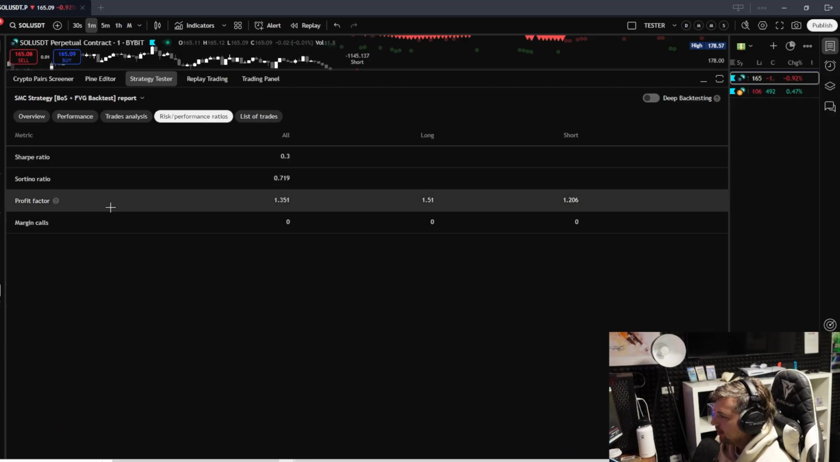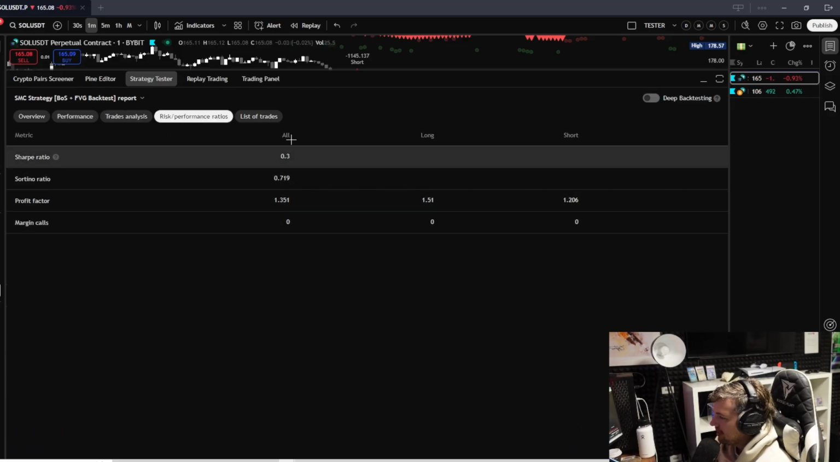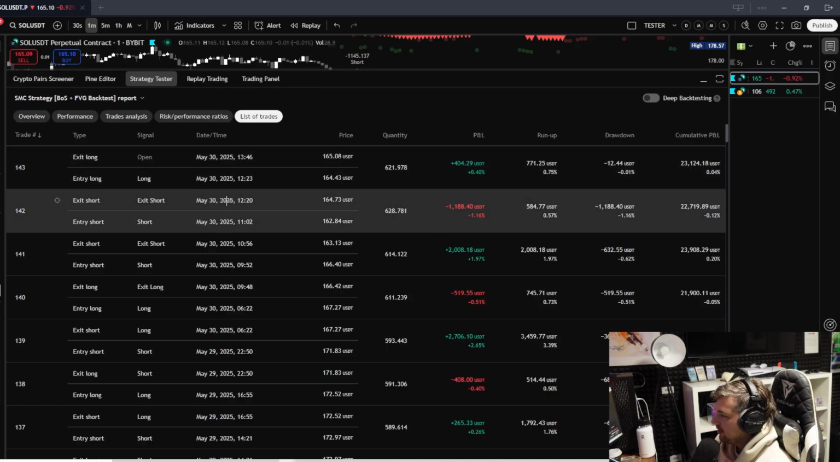So this does seem a lot better. The risk to performance ratios seem a lot nicer as well. You can see here the trades again.